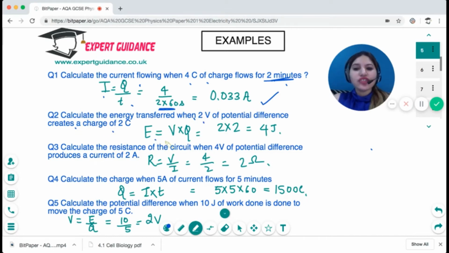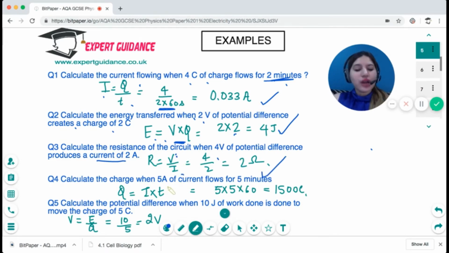So energy is voltage times the charge. Our voltage is 2, the charge is 2 coulombs, so the answer is 4 joules. Next, you need to calculate the resistance when the potential difference is 4 and the current is 2. So V over I gives 2 ohms.